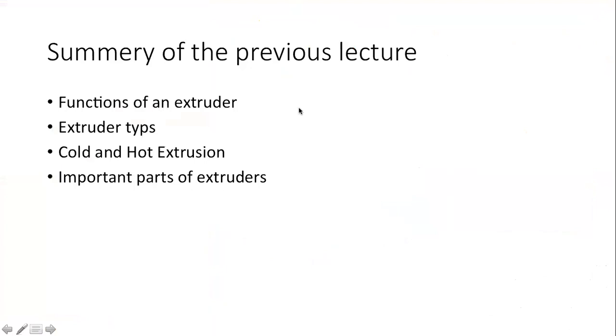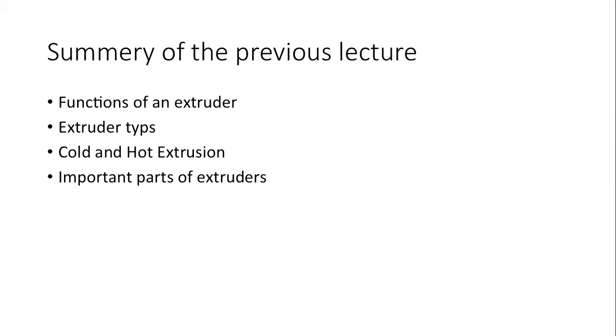Last week we discussed the functions of the extruders and basic parts, and extruder types, what types of extruders are available in the industries. We also discussed the difference between cold and hot extrusion. When it comes to hot extrusion, the temperature is a little higher than room temperature, somewhere around 100 degrees Celsius or higher. But cold extrusion means we use somewhere around room temperature.